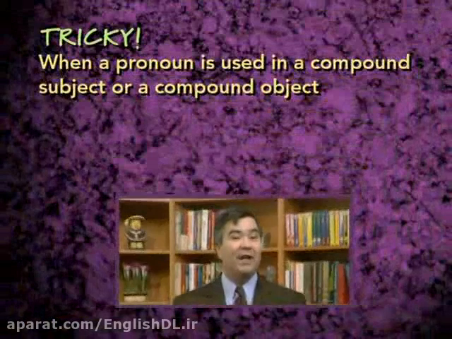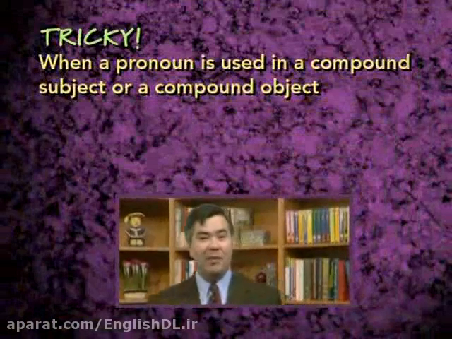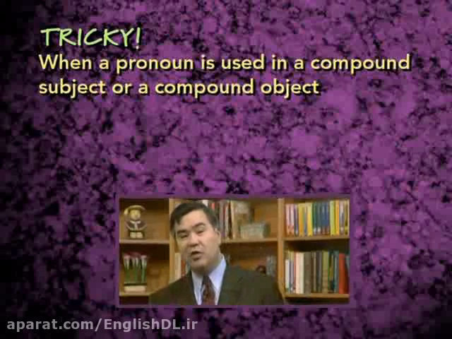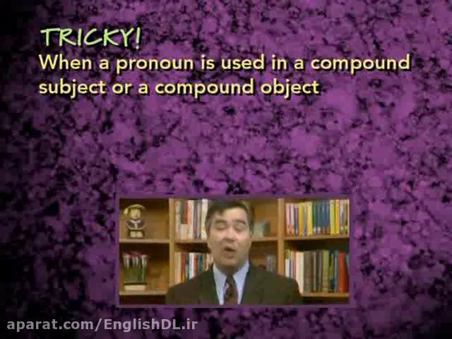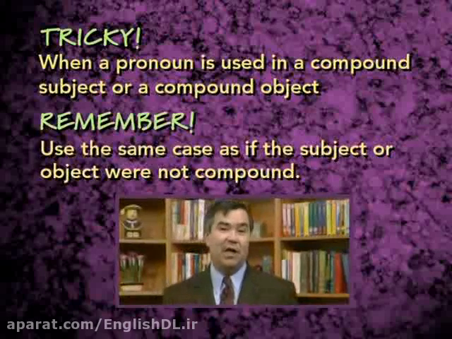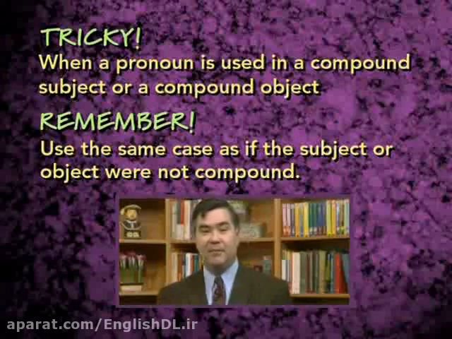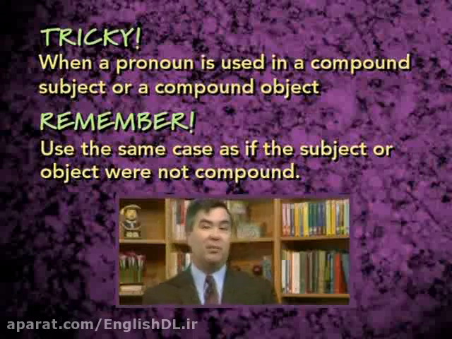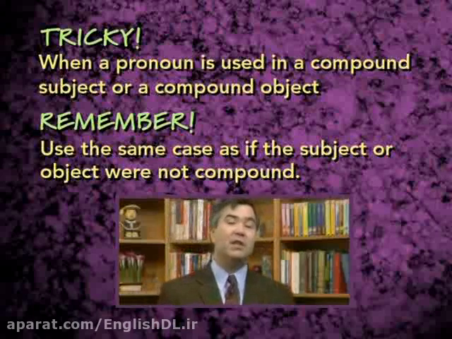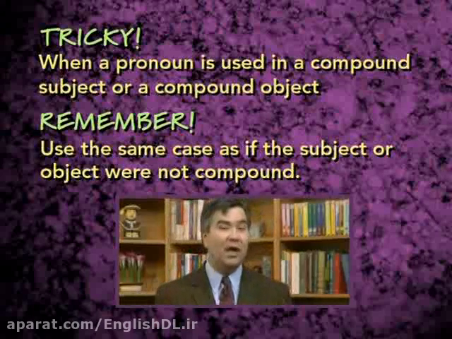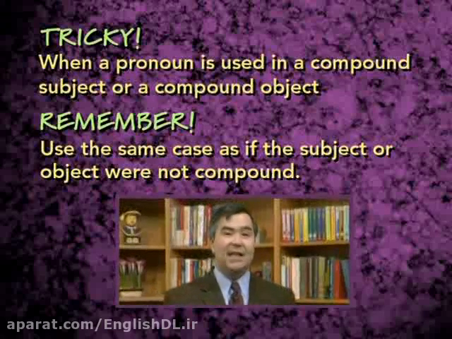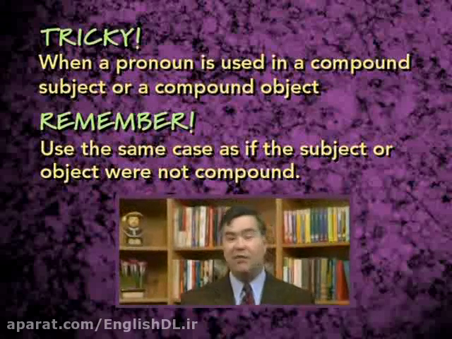The third and final tricky pronoun case problem that we'll talk about is really the simplest of the three. When a pronoun is used in a compound subject or a compound object, use the same case as if the subject or object were not compound. As you recall, the subject of a verb or the object of a verb may sometimes be compound. In other words, there may be two or more subjects or objects joined together with a word like "and." When this is the case, it shouldn't affect the case of the pronoun.